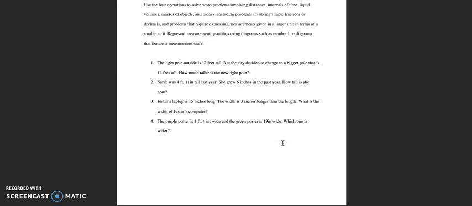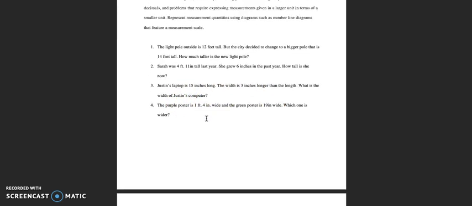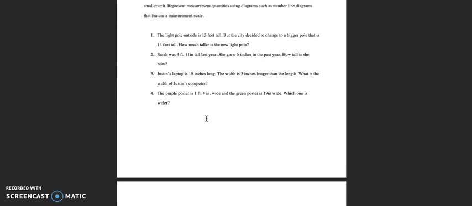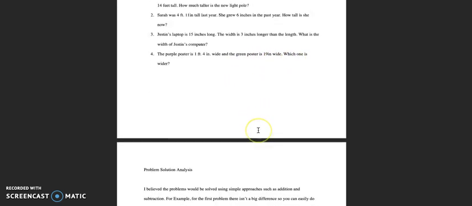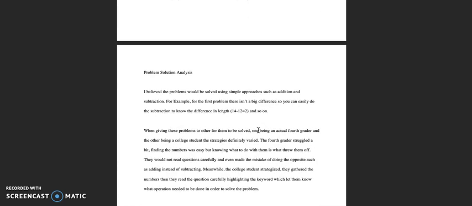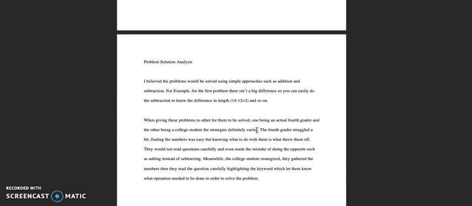The third question, Justin's laptop is 15 inches long. The width is 3 inches longer than the length. What is the width of Justin's computer? And finally, the purple poster is 1 foot 4 inches wide, and the green poster is 19 inches wide. Which one is wider?